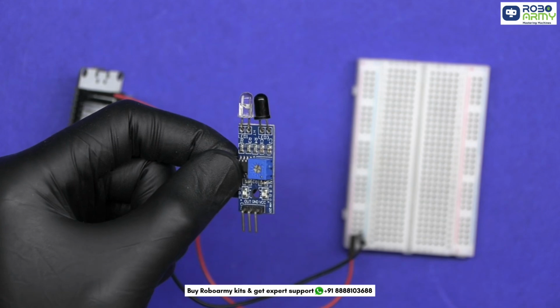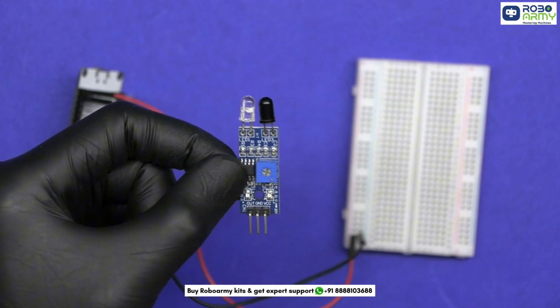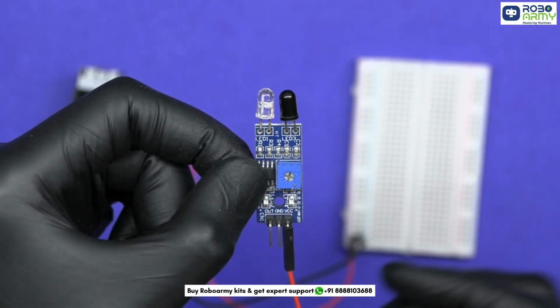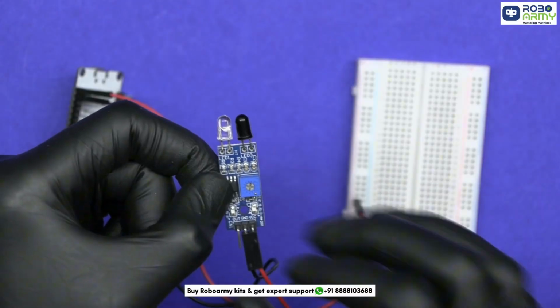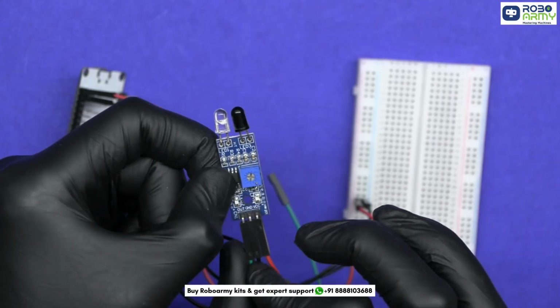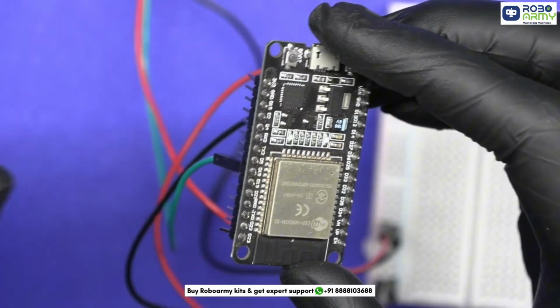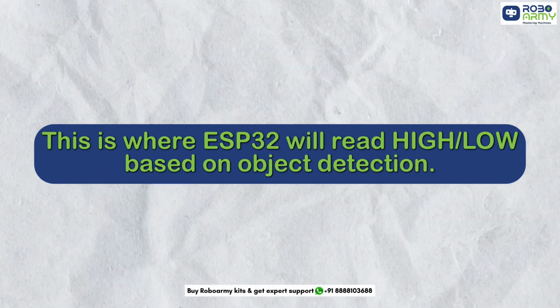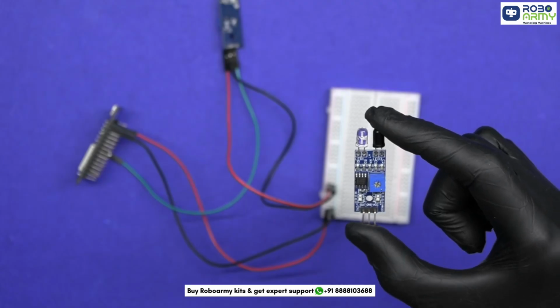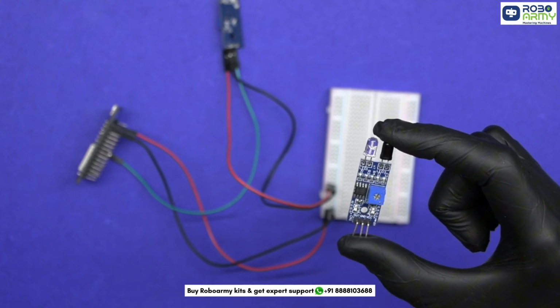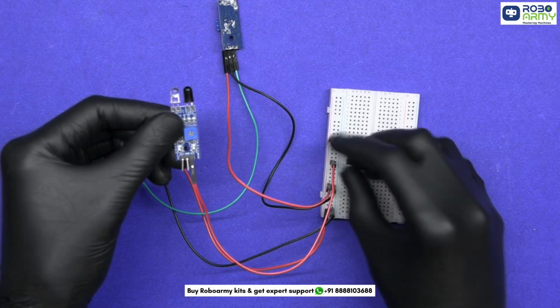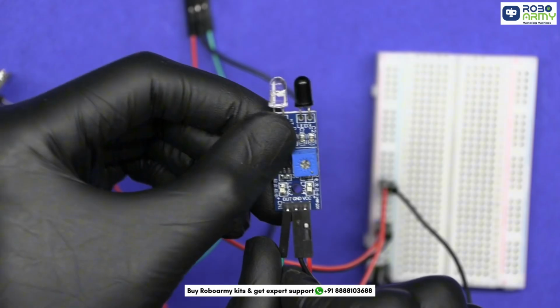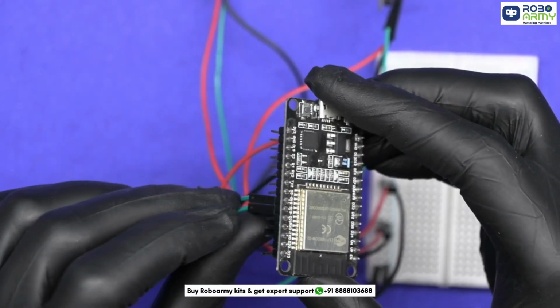Take your first IR sensor for vehicle entry detection. Connect VCC pin of the IR sensor to the positive rail, GND pin to the negative rail, out pin to GPIO 18 on the ESP32. This is where ESP32 will read high or low based on object detection. Take your second IR sensor for vehicle exit detection. Connect VCC to the positive rail, GND to the negative rail, out to GPIO 19 on the ESP32.